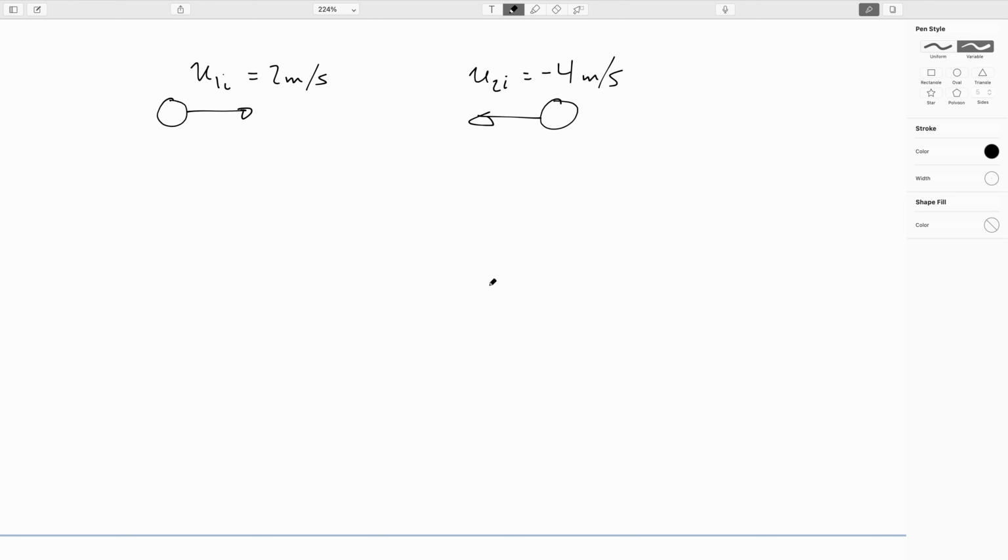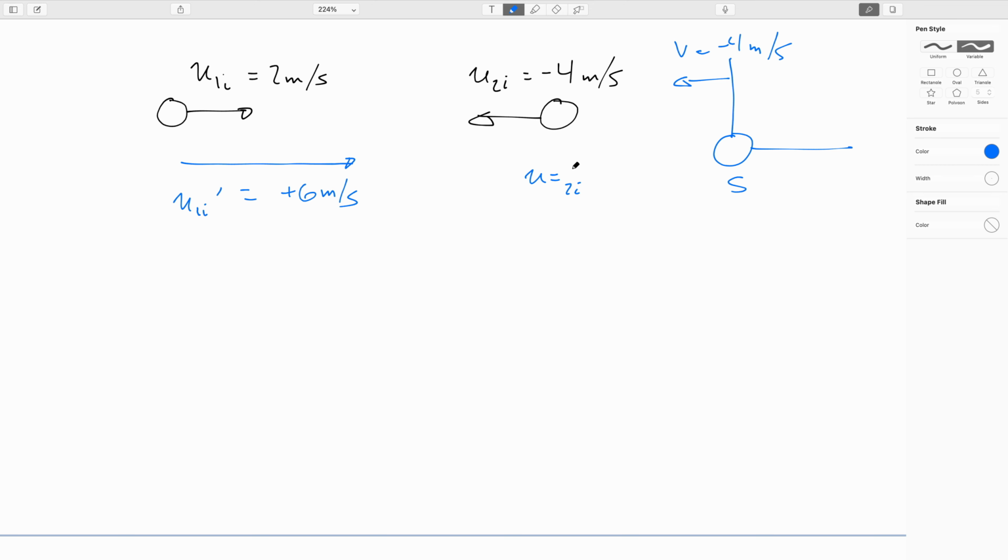A way that you could do this calculation is you could shift to a frame where one of the objects is seen as stationary. So we can bring in our friend S prime, also moving to the left at -4 meters per second. So then S prime would say that this would be going at 2 minus a -4, which is +6 meters per second to them.